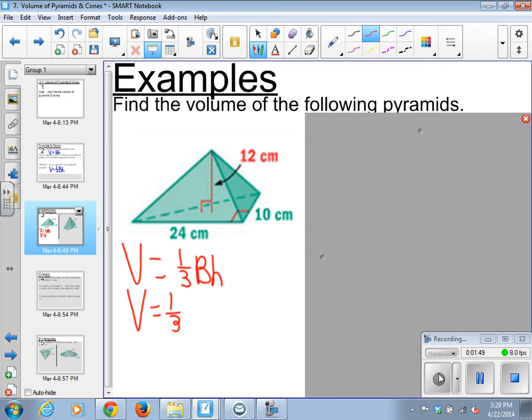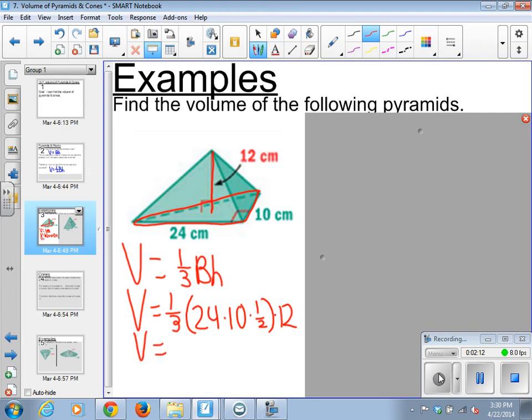We have a triangle base, so to find the area of it, we take 24 times 10 times 1/2. Okay, that gives us our base shape, times the height of the pyramid, which is 12. And now we just work through and simplify.